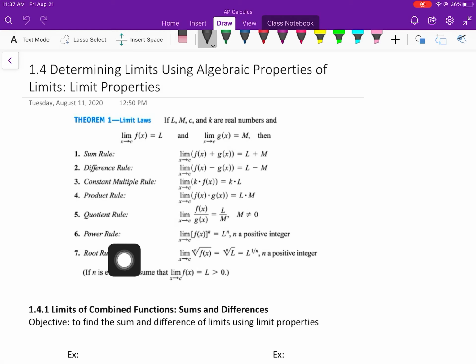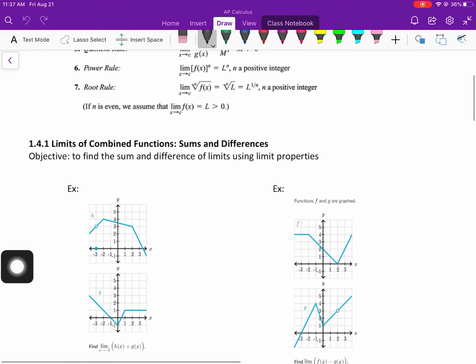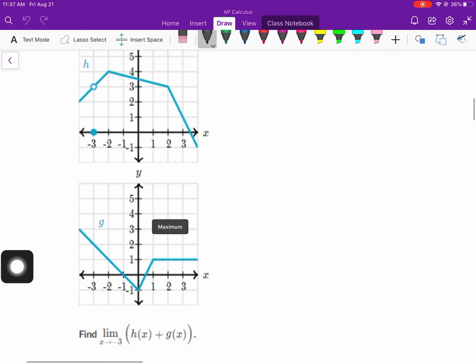And then the product rule, and then we also have the quotient rule, and then the power rule and root rule. I don't think we're really going to go into those, but those are pretty straightforward as well. So let's go ahead and take a look at this.